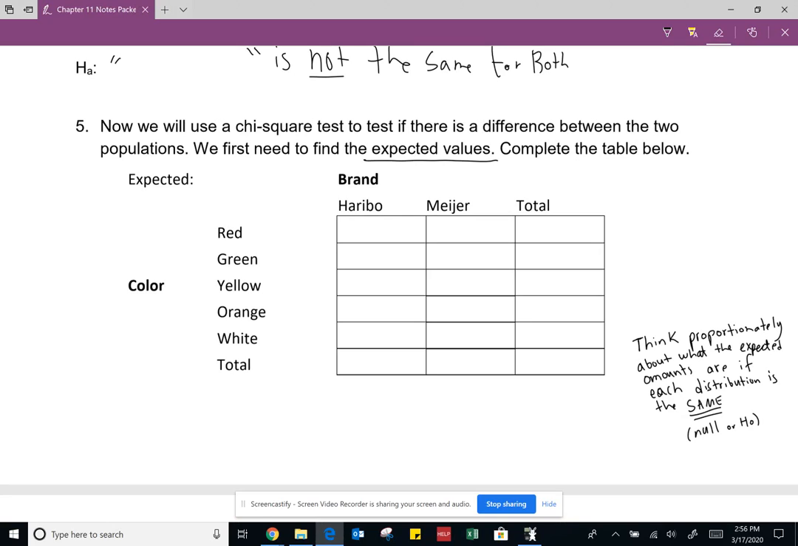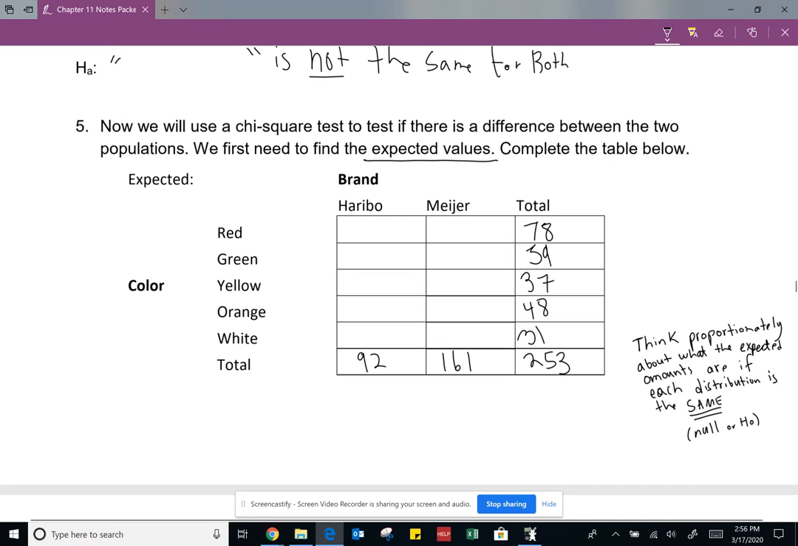In our sample, let's write down our totals first in the columns. The total number of red that we had was 78. We had 59 green, 37 yellow, 48 orange, 31 white. We sampled 92 Haribo and 161 of the other for a total of 253 gummy bears. And so we're not saying that we have the exact same amount of red Haribo as we do with the other. We're saying that proportionately we have the same.